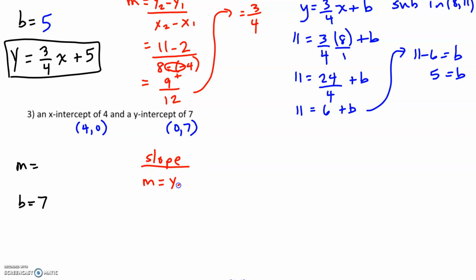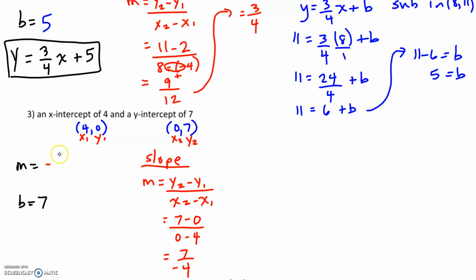We'll do that using our slope formula. So m equals y2 minus y1 over x2 minus x1. Let's go ahead and label our points. And we'll sub in. So it's 7 minus 0 divided by 0 minus 4. That's going to be 7 over negative 4. So we have our slope, negative 7 over 4, and we'll simply write our equation. y equals negative 7 over 4x plus 7.